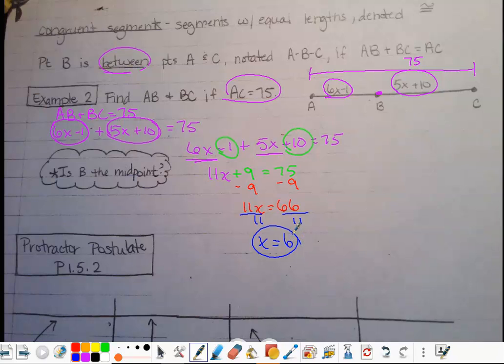Awesome. Are we done? No. Why not, Justice? Because you're trying to find out the distance between A and C. Okay, so I'm trying to find the distance of AB and BC. So I've got to plug x into those equations, right? So 6x minus 1 is going to become 6 times 6 minus 1. Right? That's AB.